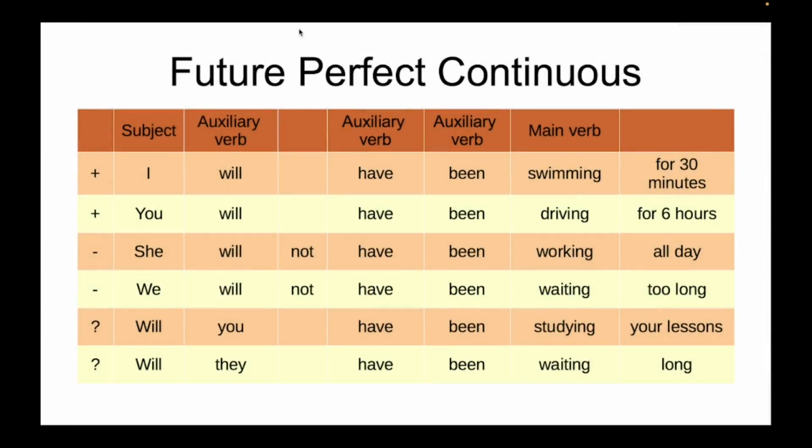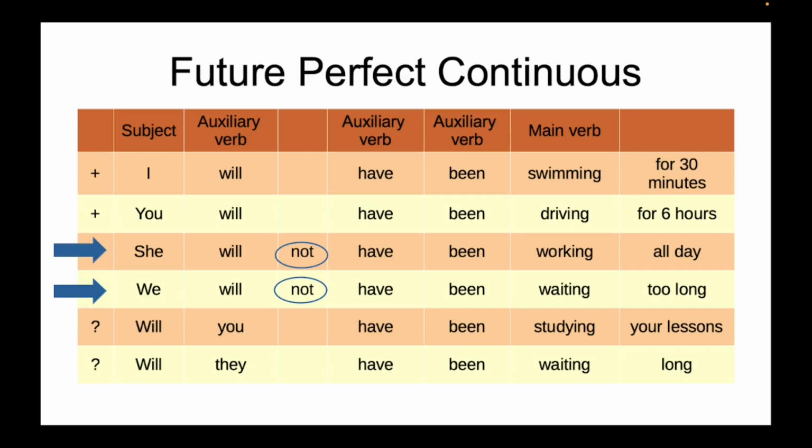For negative sentences, we insert not between the first and second helping verbs. So, for example, she'll have been working all day becomes she will not have been working all day. We'll have been waiting too long becomes we will not have been waiting too long.